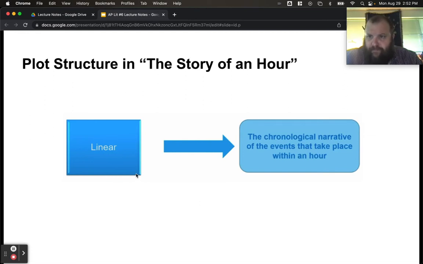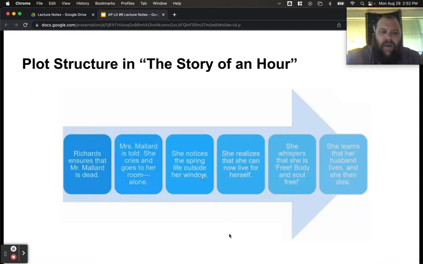All right. So The Story of an Hour by Kate Chopin is linear. It's a chronological narrative. All right. So as we see, taking a couple plot points, moving from left to right, Richards ensures that Mr. Mallard is dead. Then Mrs. Mallard is told. She cries and goes to her room alone. Then she notices the spring life outside her window. Then she realizes that she can now live for herself. She whispers that she is free, body and soul free. She learns that her husband lives, and then she dies, right? So you see, it happens right in order.